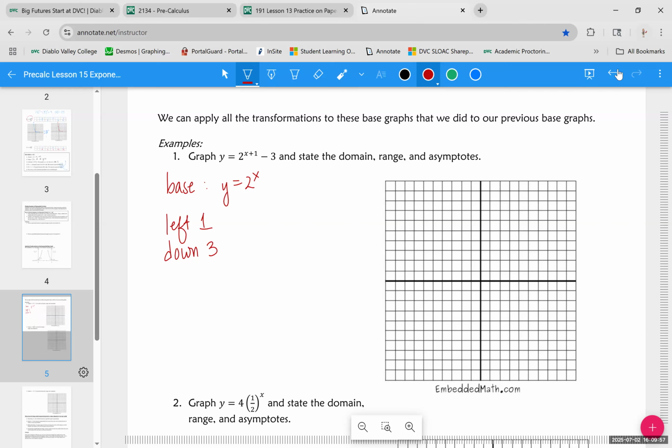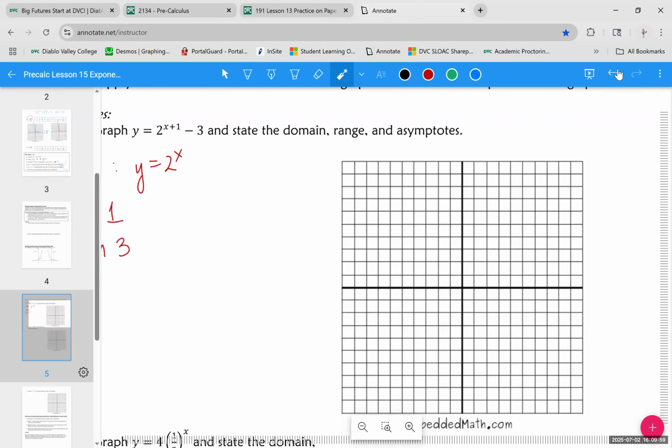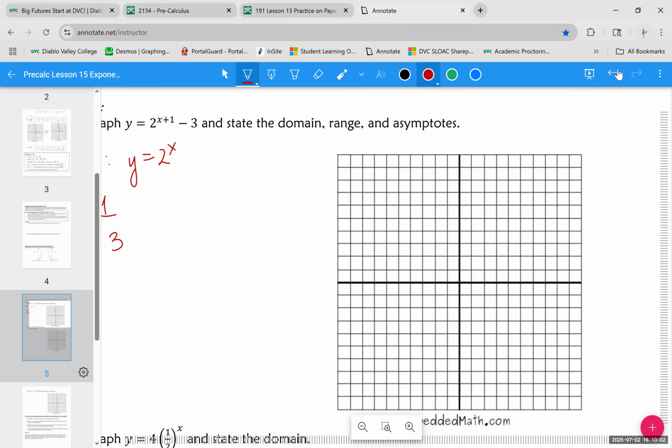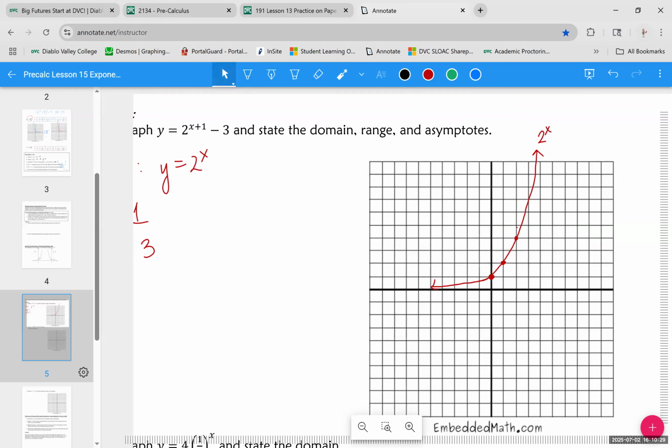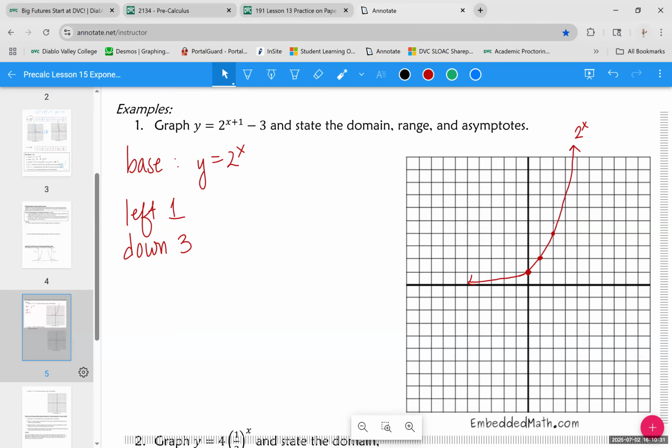So we know that the 2 to the x, and I'm going to model for you how you want to apply these translations to exponentials. 2 to the x would go through that 0, 1. It would have this horizontal asymptote here. It would go through 1, 2, right? Because 2 to the first. You could probably map just a couple of quick points. This is what 2 to the x looks like. That's my base. So now I'm going to apply left 1, down 3.